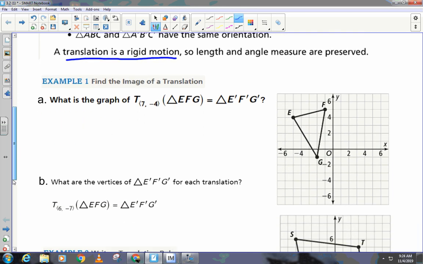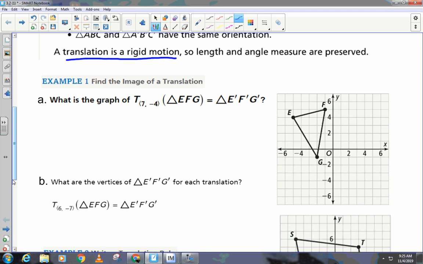Okay, so what is the graph of a translation of triangle EFG through the vector <7, -4> that gives us E prime, F prime, G prime? Now I'm going to show you two different ways that this can be done. Okay, you can take and just graph it. And so here is my pre-image, and this tells me that I'm going to go 7 units to the right and 4 units down. Okay, positive is right, negative is left for your x, just like when you're plotting a point. Positive is up and negative is down for your y.